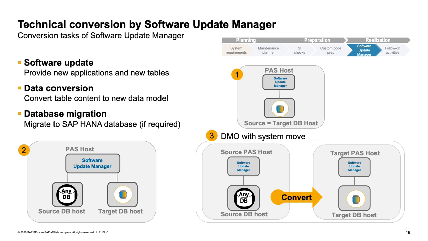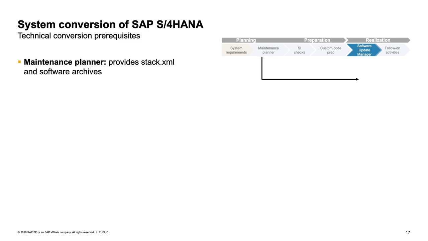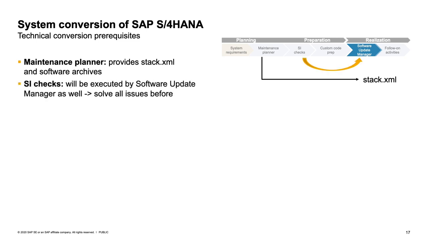What are the prerequisites before you can start the Software Update Manager? Well, you can imagine the maintenance planner has to run. You have to have the software archives and the stack XML, which is the recipe for the Software Update Manager to run. And you have to consider the simplification item checks, because the Software Update Manager will execute the same checks. And if there are open items, it will stop.